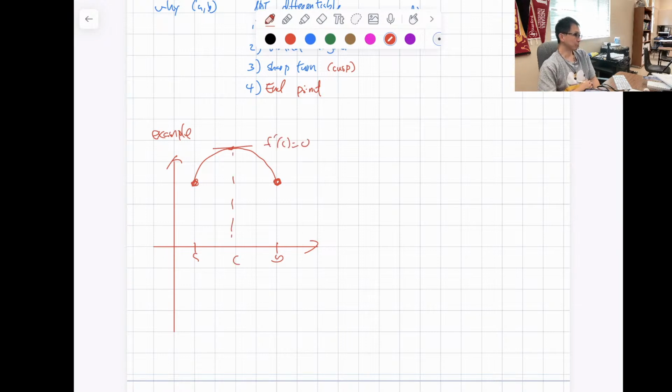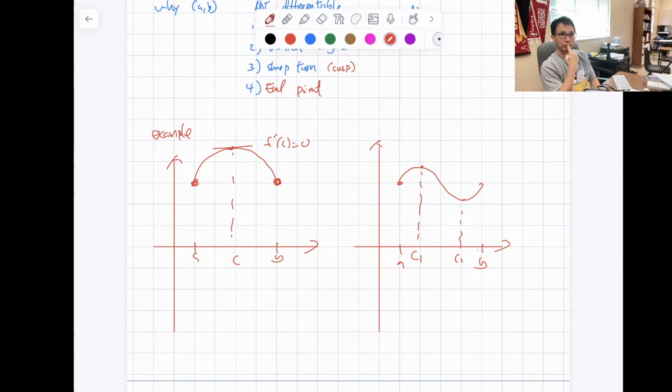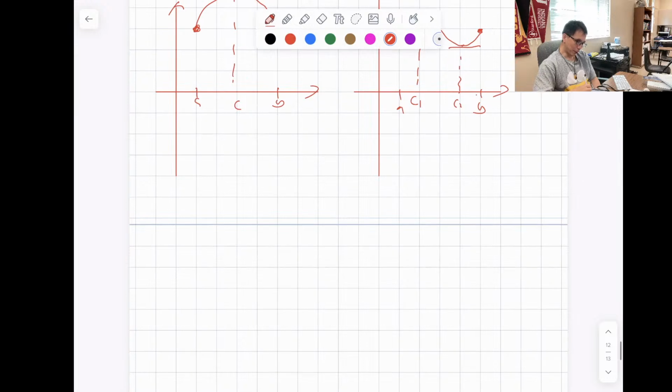You can have one value. Can you have more than one value between a and b? Yes. I can have something like this: C1, C2. I have more than one value. Why is it f prime of C is equal to 0? Because this slope is equal to 0.